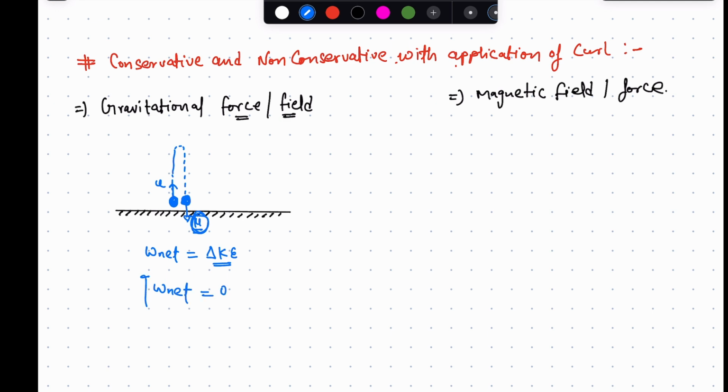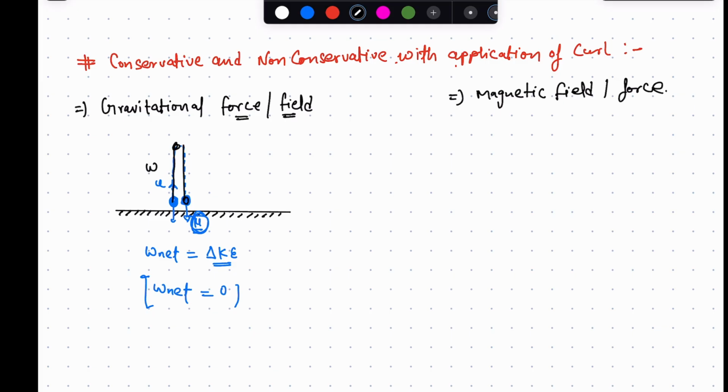Quite simple to understand. You could have said that with the help of W equals F vector dot S vector. While it is moving in the upward direction, the force because of gravity is in the downward direction, so when it is going up, the work done is negative, and when it reaches the top and then comes down, the work done is positive.